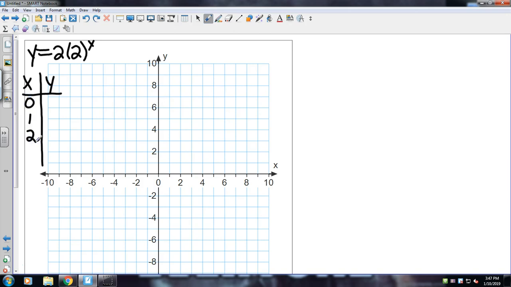If I plug 0 in there, that's 2 times 2 to the 0 power. 2 to the 0 power is 1, and 1 times 2 is 2. Again, just substituting those values in. The second one, 2 to the first power, that's going to be 2 times 2 is 4. And then the third one, 2 to the second power is 4. 4 times 2 is 8. And so this is what my graph is doing so far. It's at 0, 2. It's at 1, 4. And it's at 2, 8.